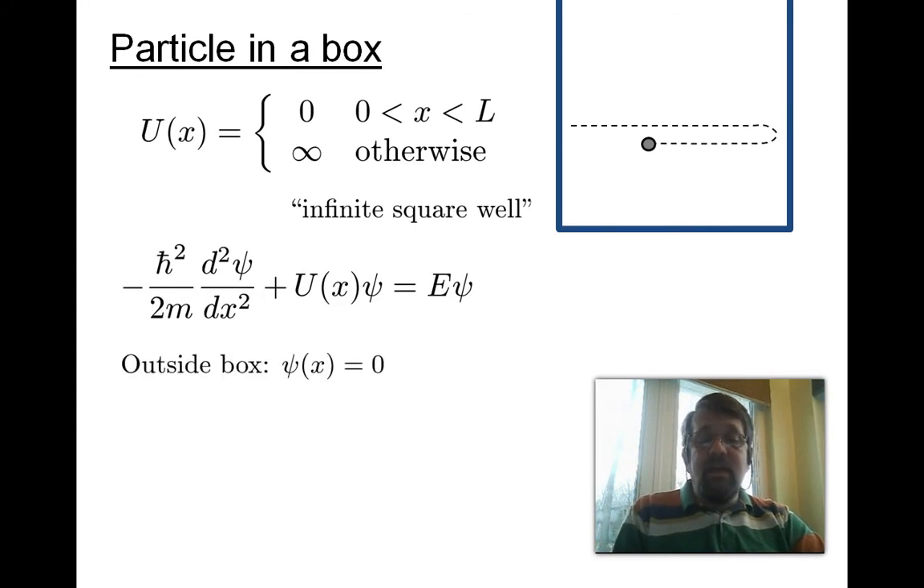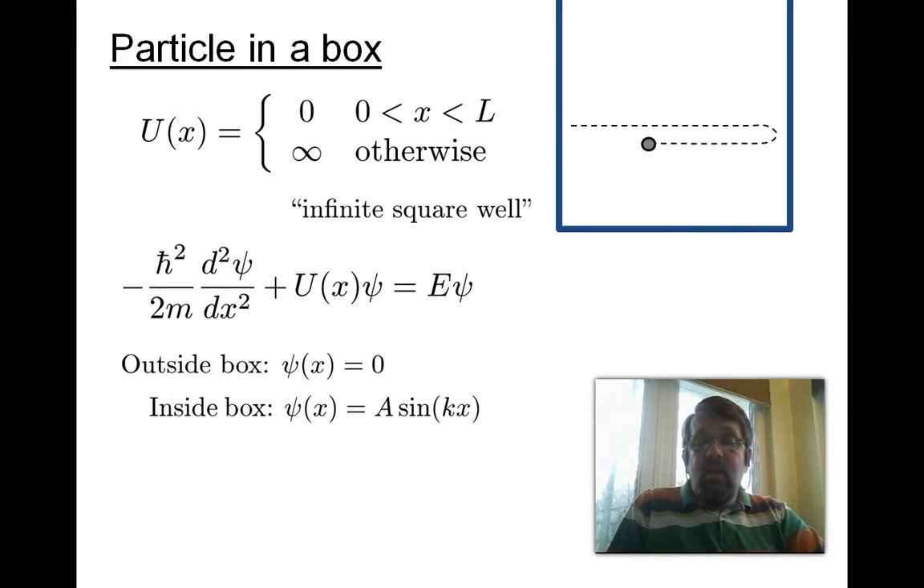And what we find is that outside the box, the only way to solve this is for the wave function to be 0. So the wave function must be 0 outside the box, otherwise it's just impossible to solve the Schrodinger equation because that potential is infinite. The only way this could be equal is if psi were actually 0. Inside the box, the potential is 0, and we just have something where the second derivative of psi is proportional to psi, and a sine of k times x is a solution to that.